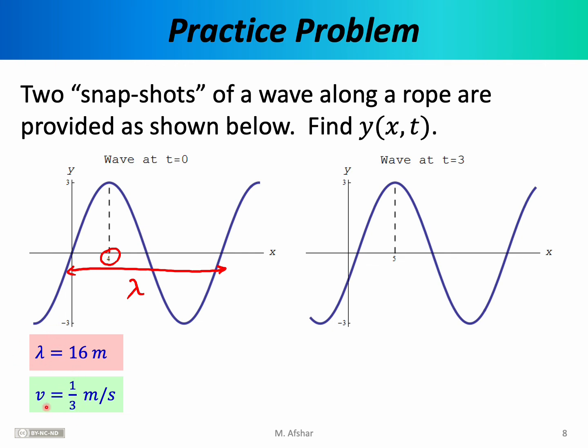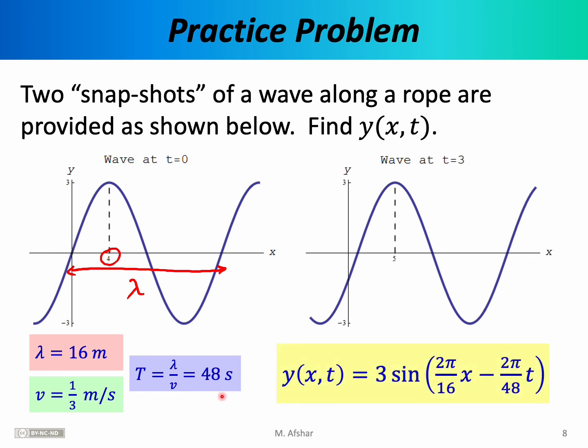Now that we have the wavelength and the wave speed, we can figure out the period. Remember that the wave speed is really lambda divided by T. By rearranging that equation, we find that the period is lambda over v, or 16 meters divided by 1/3, which gives us 48 seconds. Now that we have lambda and T, we can finally write down a precise function.